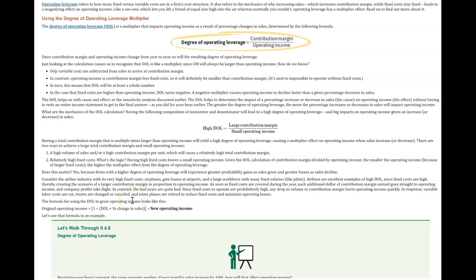Hi everybody. I thought I would do a quick presentation on what the degree of operating leverage means, just so that you can get through that one question on the exam. And then I want to demonstrate it a little bit in class using a problem.